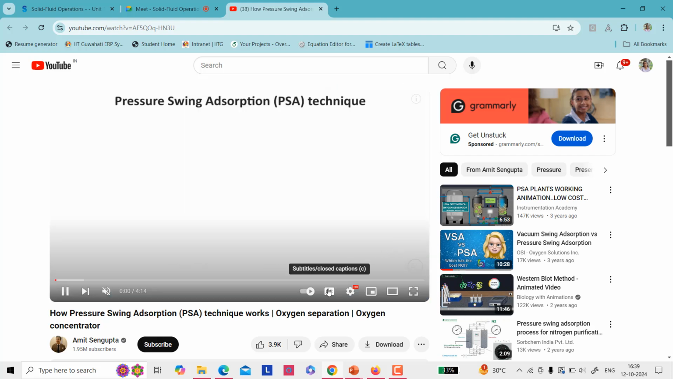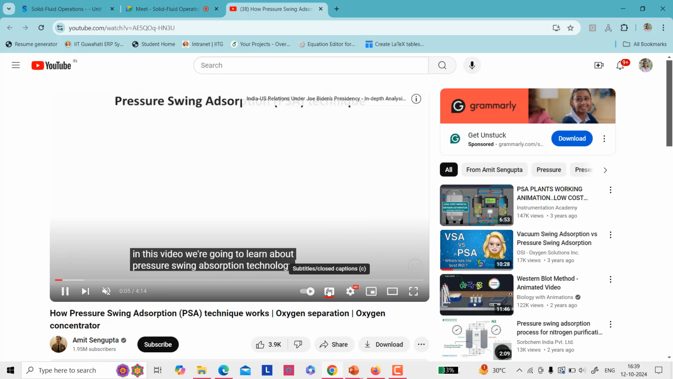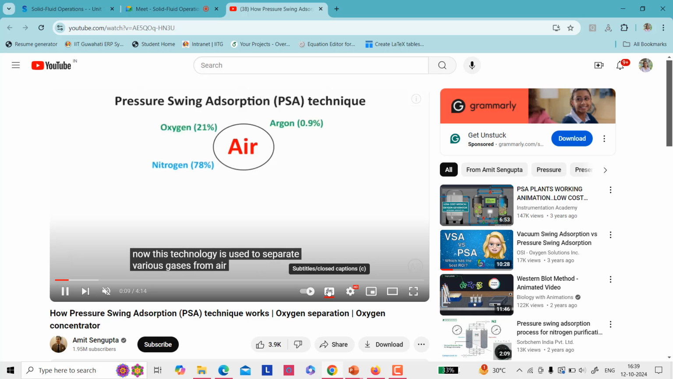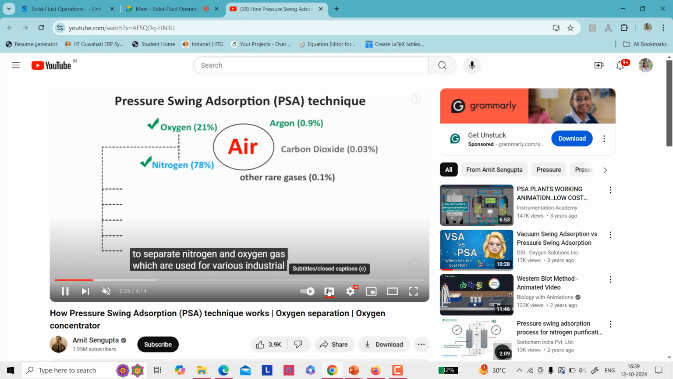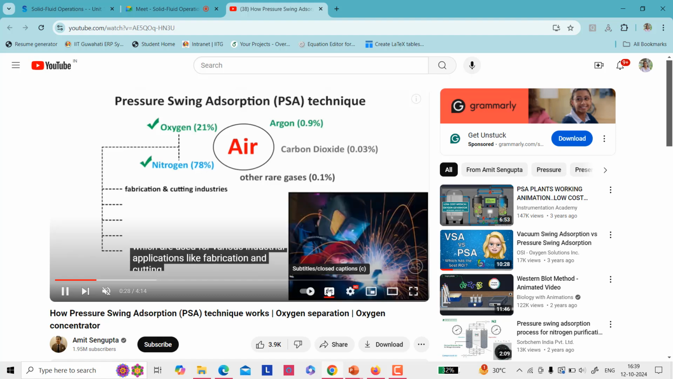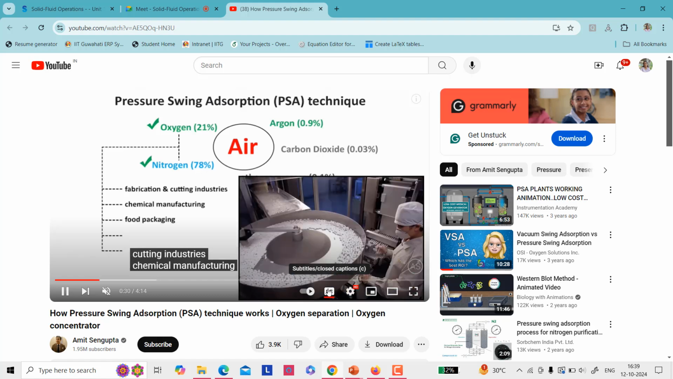This is the pressure swing adsorption technology. It's used to separate various gases from air. As we all know, ambient air is 21% oxygen, 78% nitrogen, 0.9% argon, and 0.1% rare gas. That means this technology can be used to separate nitrogen and oxygen gas, which are used for various industrial applications: cutting industries, chemical manufacturing, food packaging, and wastewater treatment.